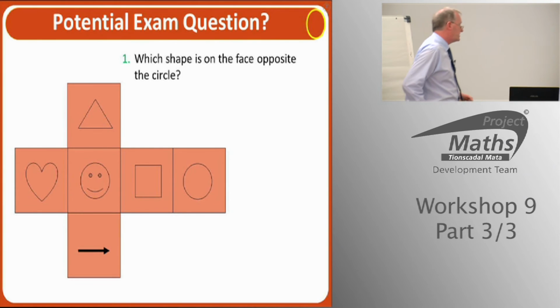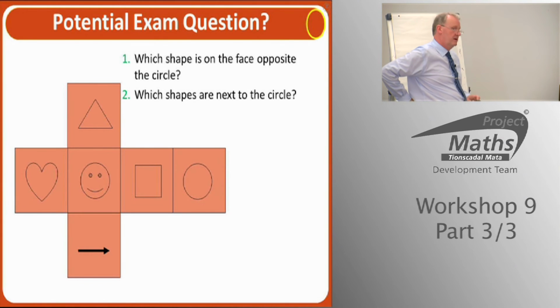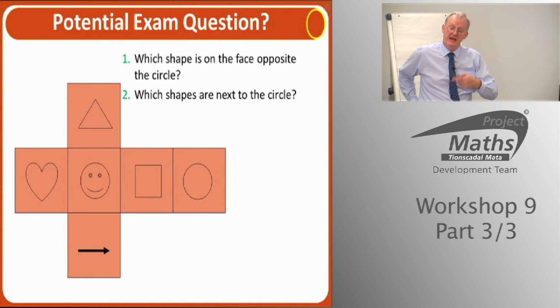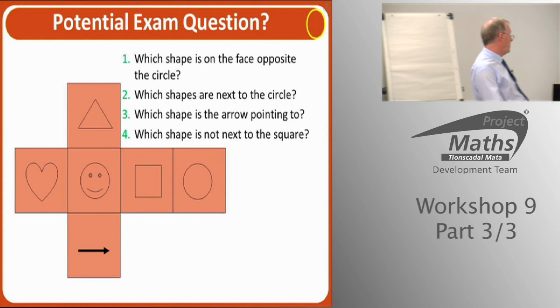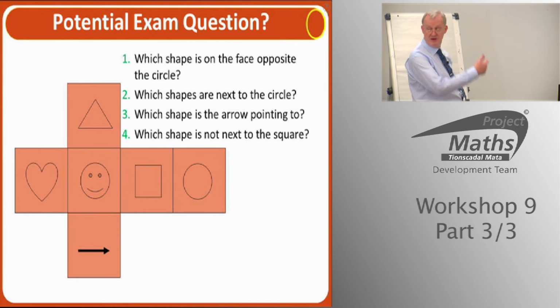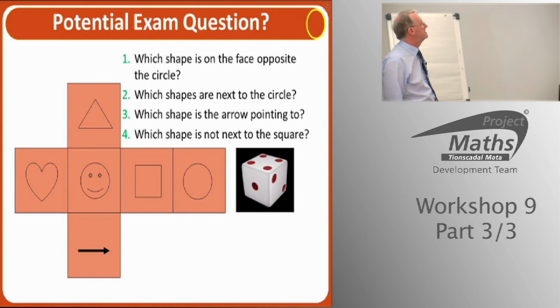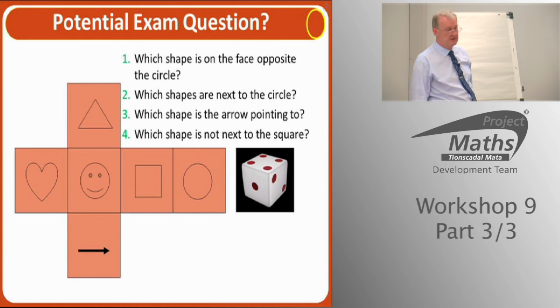What shape are next to the circle? As a matter of fact, everything except what is opposite. If they have a problem, draw it. What shape is the arrow pointing to? It will be the square. Which shape is not next to the square? The one that's opposite it.